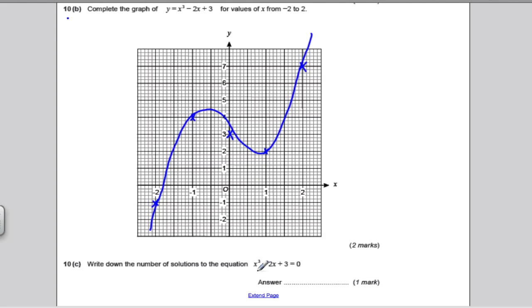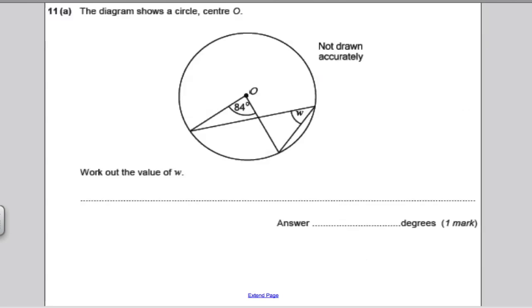And it asks you to write down the solutions when x cubed minus 2x plus 3 is 0. Where does this curve have a y value of 0? Well, hopefully you can see there, and the answer is approximately minus 1.8 or minus 1.9 reading off the graph there. It's not as accurate on my sketch on the computer, but you should find it easier with a bigger graph.